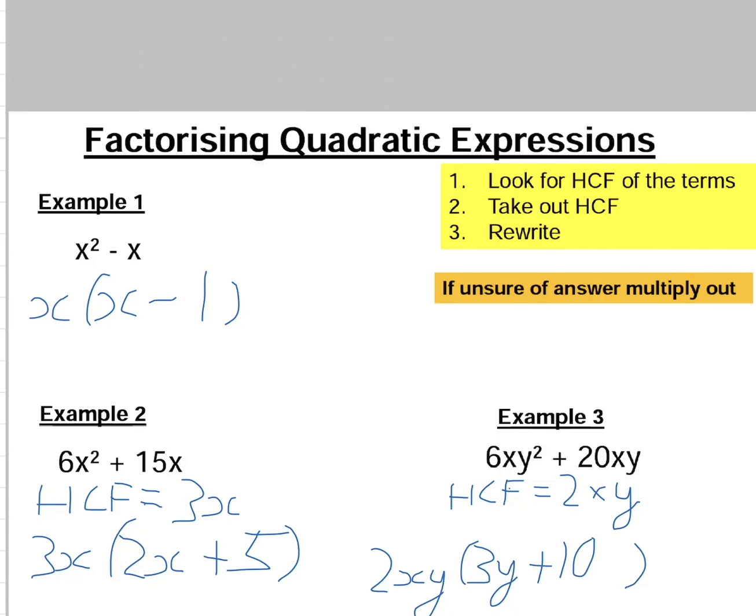Multiply it out to check. So 2xy times 3y, yes, that would get me 6xy squared. 2xy times 10, yeah, that would get me 20xy.